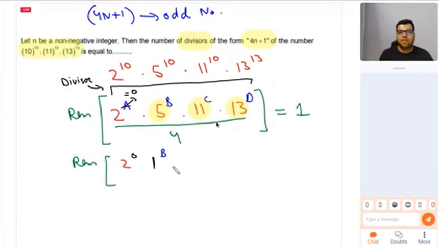Into 11, remainder with 4 is, though it is 3, but I will use the negative remainder. So 11 is minus 1 away from 12, which is a multiple of 4. So the negative remainder is minus 1 to the power c. Very interesting question, students, if you do it by this method. And then 13 remainder with 4 is, of course, 1. So 1 to the power d, divided by 4.